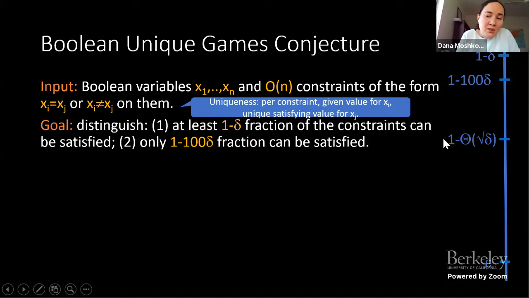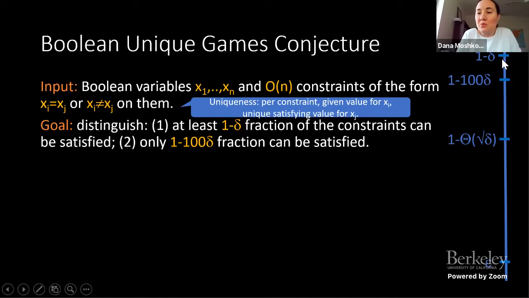We think that this is tight. We don't know of any other algorithm. Assuming the unique games conjecture, there is no better efficient algorithm, assuming P not equal to NP. And we look at a much harder problem, the problem where we want you to satisfy 1 minus 100 delta fraction of the constraints. For small delta, this is much larger than 1 minus square root delta. We think that definitely this will not be possible, because we think that this is the best possible.